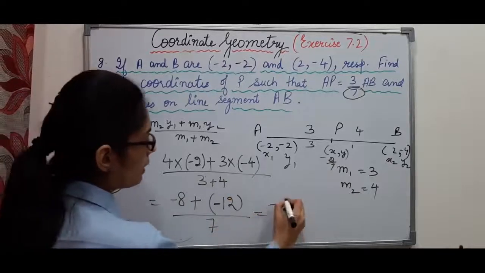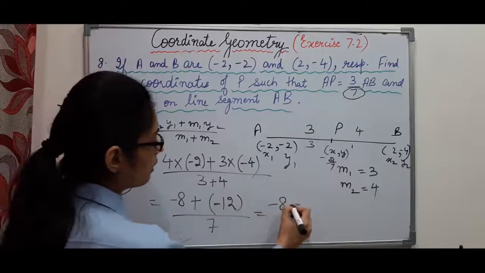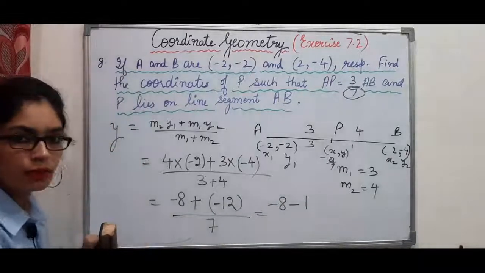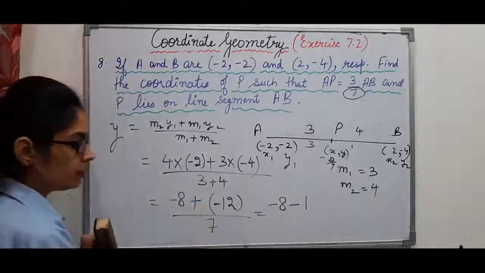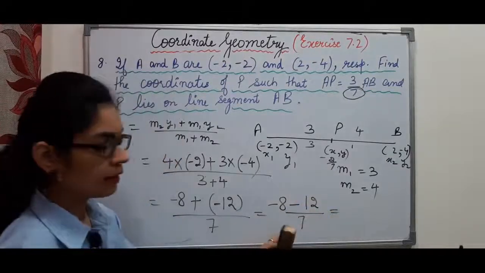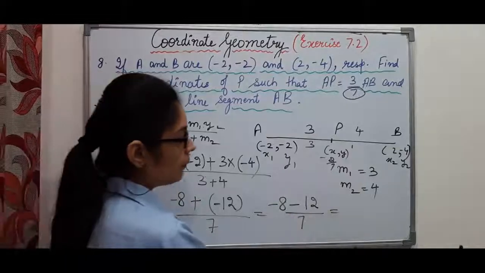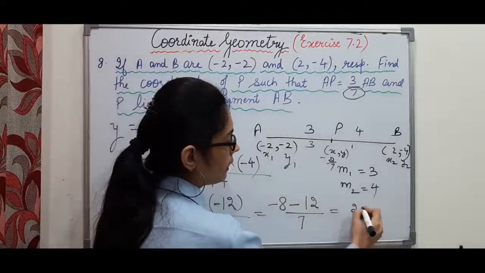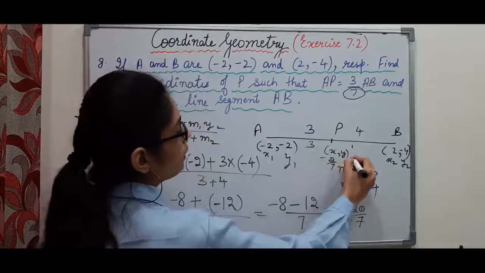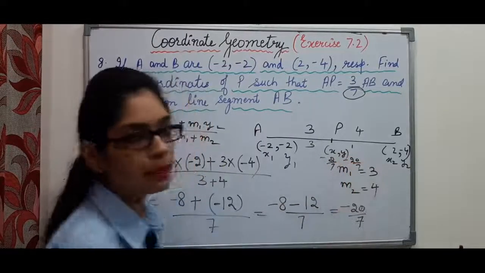So minus 8 plus minus is minus, because two signs together we have to make it one single sign. So plus and minus it is minus, minus minus it is plus. So 12 plus 8 it is 20 and with a minus sign. So minus 20 by 7. The y coordinate is equal to minus 20 by 7.